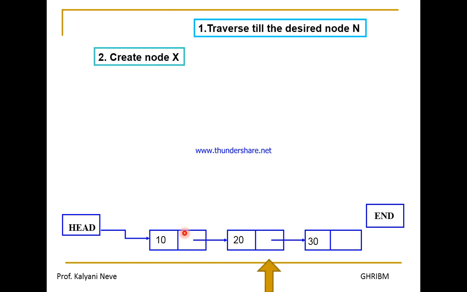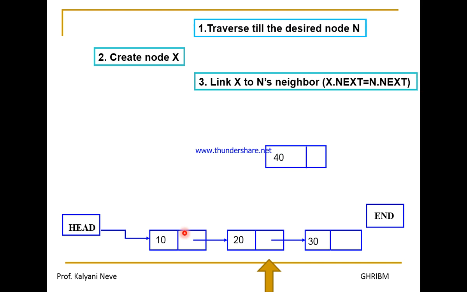Then create a new node X. According to the previous algorithm, we can create a new node in which two parts exist, data and link, and in the data part we put the 40. Now link X to the nth neighbor, that is x.next is equal to n.next. Now this node is the n node and the new node is the x node.